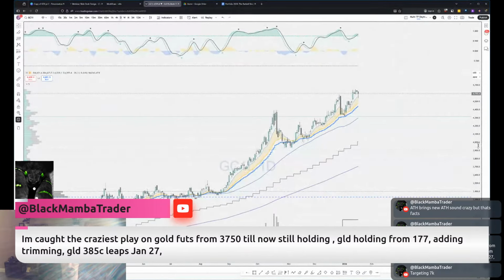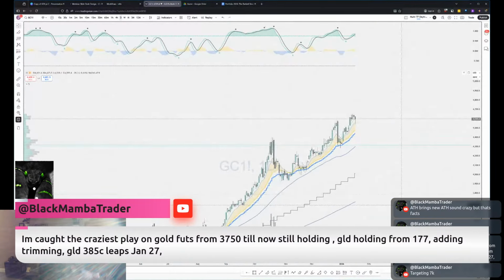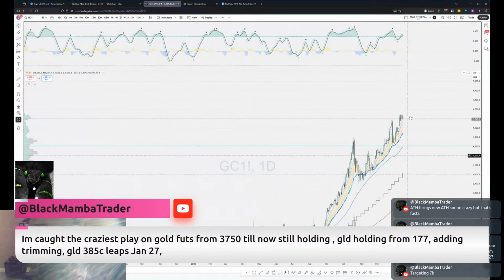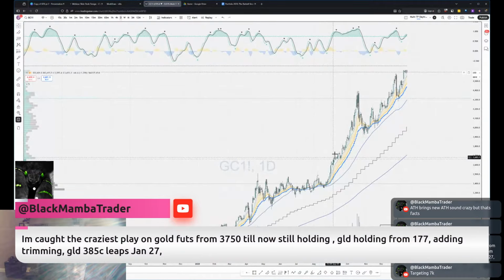All right. Black Mamba was in from 37.50. Wow. All right. 37.50. Okay. So you saw it break out, missed this probably, but said, hey, I'm not missing the rest of it. Saw it flagging out, saw the moving averages rising up. Lift, lift, lift. Beautiful trade. Cool. Still holding, gold holding from 177. Beautiful. All right. Yeah, you crushed it.